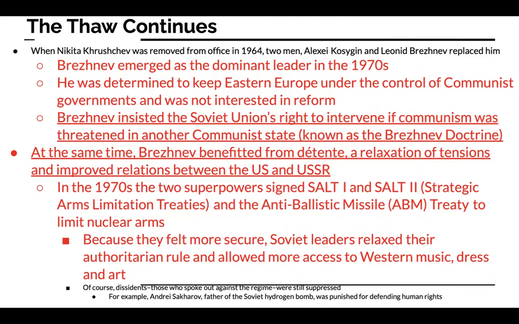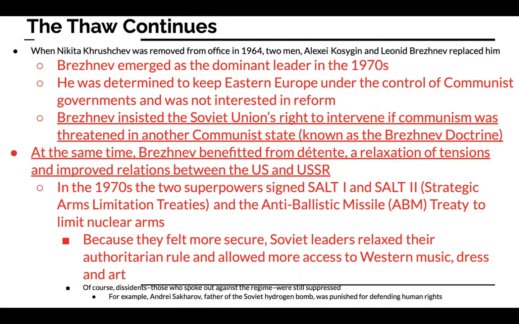So when Nikita Khrushchev was removed from office in 64, two men, Alexei Kosygin and Leonid Brezhnev replaced him. Brezhnev, however, emerged as the dominant leader in the 70s. He was determined to keep Eastern Europe under the control of the communist governments and was not interested in reform. Brezhnev insisted on the Soviet Union's right to intervene if communism was threatened in another communist state, and it's called the Brezhnev Doctrine. That's on your final.